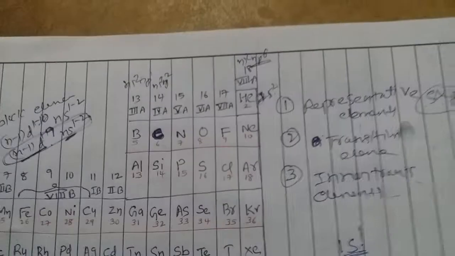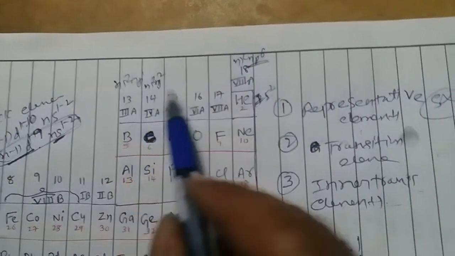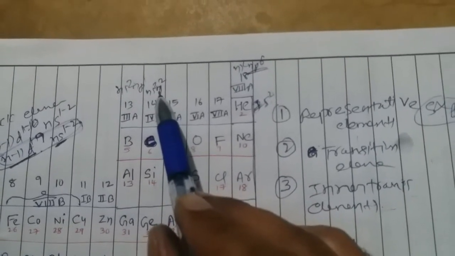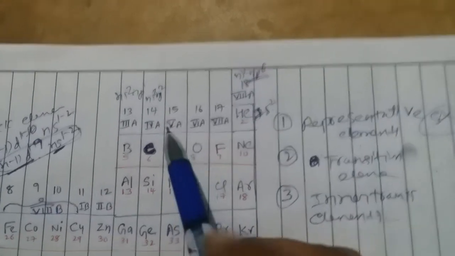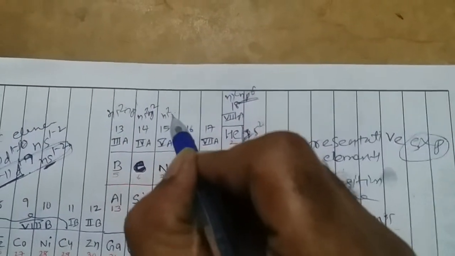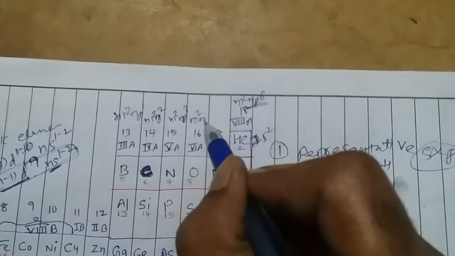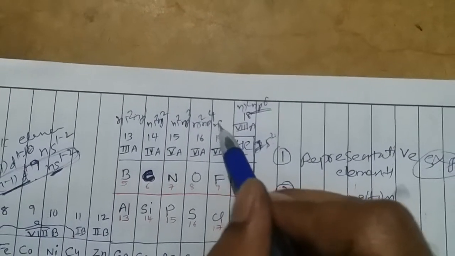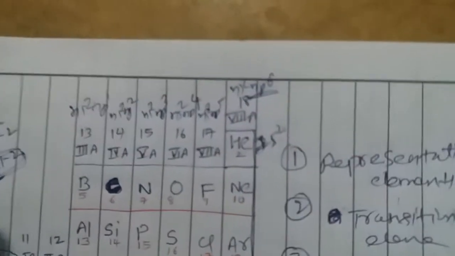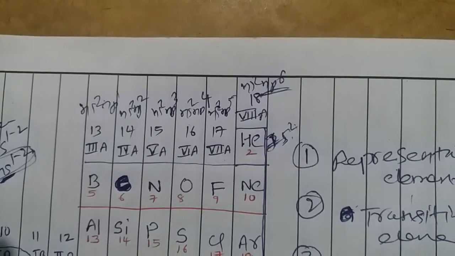Coming to P block elements, the general valence electron configuration for 3rd A group is ns2 np1, for 4th A group it is ns2 np2, for 5th A group ns2 np3, for 6th A group ns2 np4, for 7th A group ns2 np5, and for 0 group it is ns2 np6.